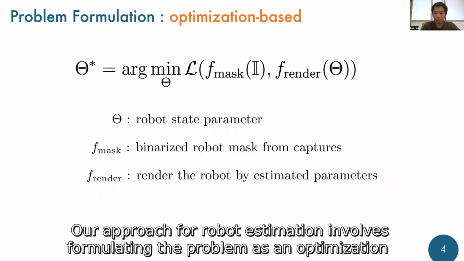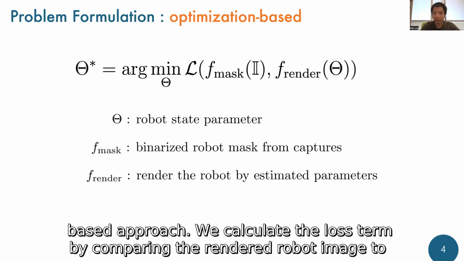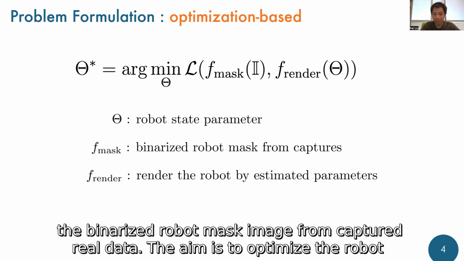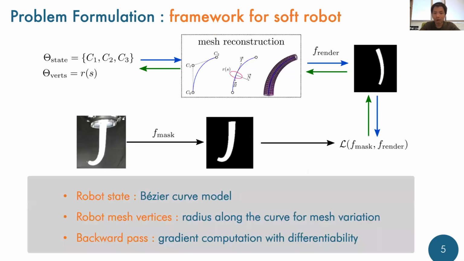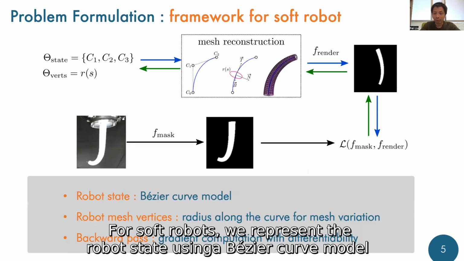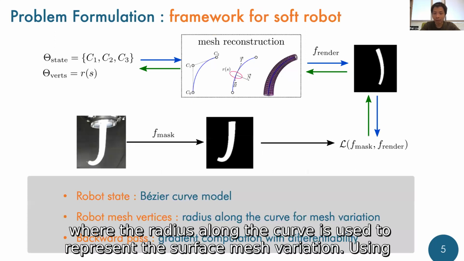Our approach for robot state estimation formulates the problem as an optimization. We calculate the loss term by comparing the rendered robot image to the binarized robot mask image from captured real data. The aim is to optimize the robot state parameters represented by theta. They can take different forms for articulated and soft robots. For soft robots, we represent the robot state using a Bezier curve model, where the radius along the curve is used to represent the surface mesh variation.